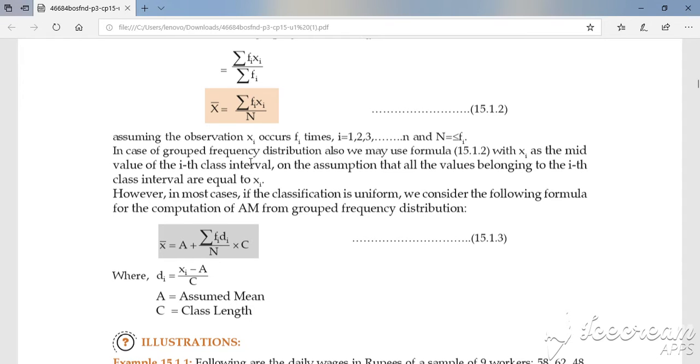Yes, it will be what? It will be x bar equals summation fi xi by n. This is for when xi's and fi's are given.